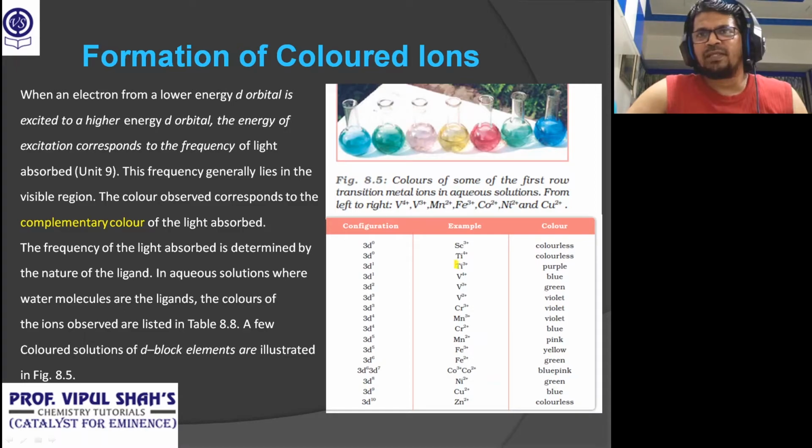Titanium 3 plus, that's purple in color. Please write down and keep what I'm highlighting because these are the important ones. Vanadium 2 plus, that's violet in color. Then Cr2 plus, that's blue in color. Ferric Fe3 plus, that's yellow. Then Ni2 plus, that's basically a green color. And cupric, that's a bluish green color.